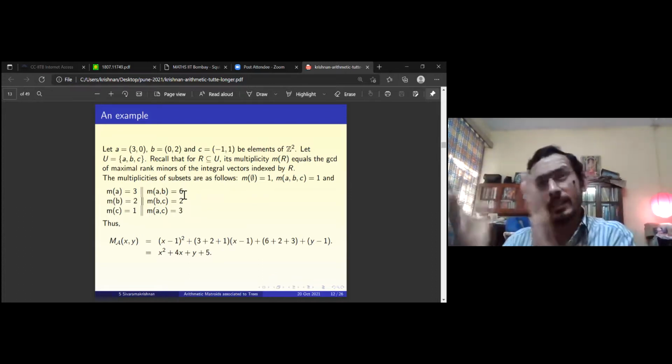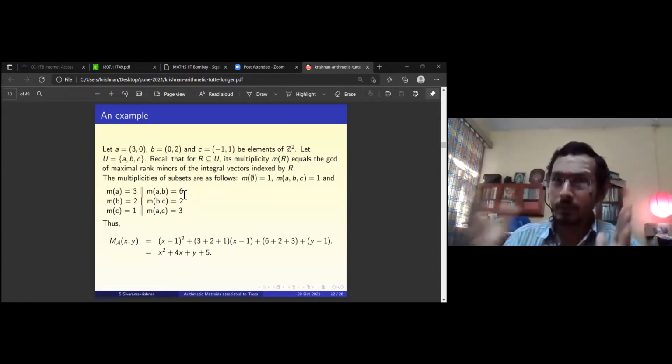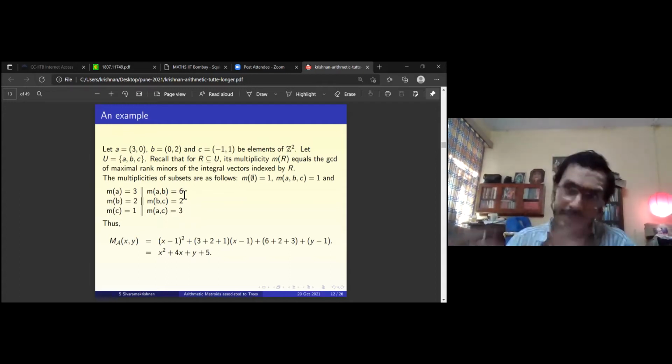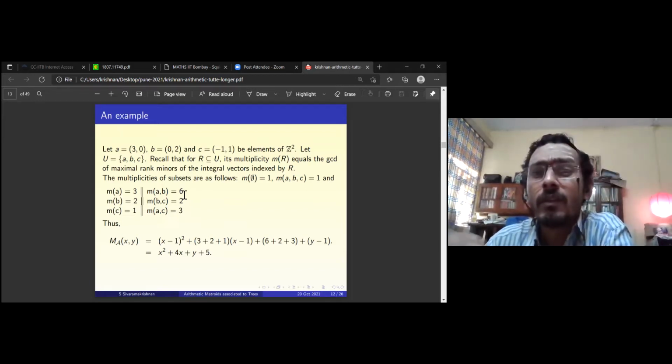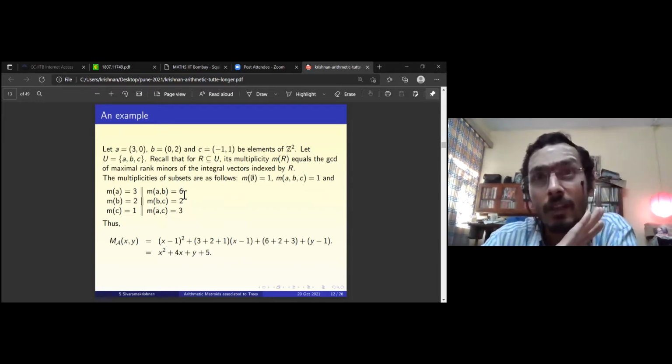And when you take GCD, you have to take the absolute value of the determinant, because the determinant can be negative, but the GCD is always non-negative.